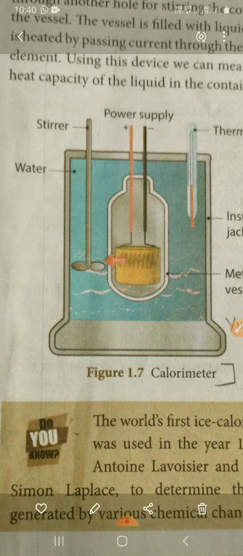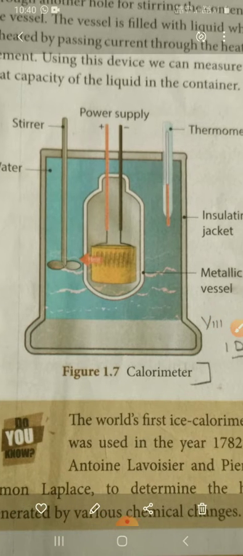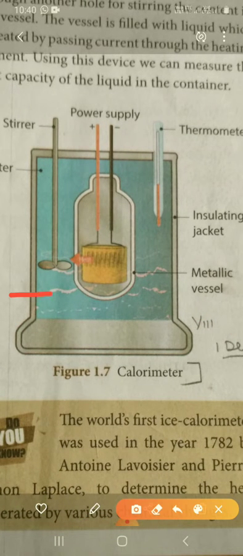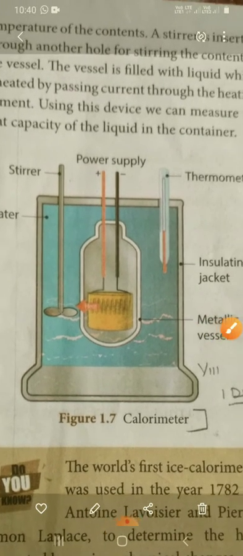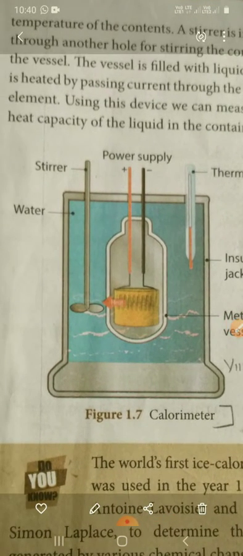This is the stirrer, we use the stirrer to maintain the temperature. The blue color is water, and this is the metallic vessel and this is the insulating jacket. This is the thermometer, you know that, as we see in hospitals. Next is the power supply, one is plus and another one is minus. We study this in 7th standard itself. A stirrer is through another hole for stirring the content in the vessel.